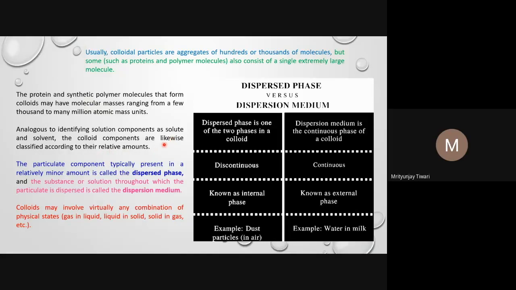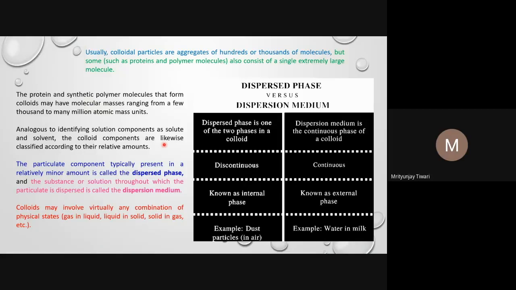So what we know till now: in the case of a solution, we call them solute and solvent. The similar terms for colloids: the solutes are called the dispersed phase, and the solvent for a colloid we call the dispersion medium. Analogous to the definition we have given for solute and solvent in a true solution, what is a solvent? The component of the solution which is in excess is called the solvent.